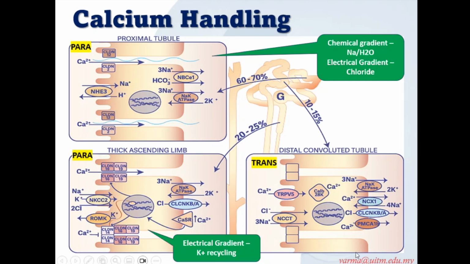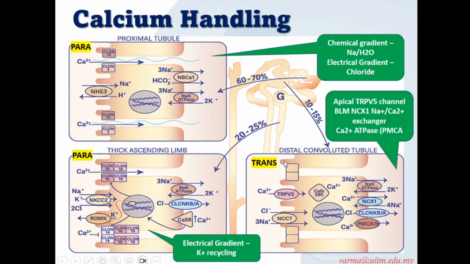It works via a transcellular mechanism involving a few channels. This is your apical, this is your basolateral membrane. At the apical membrane, you have a specific channel, TRPV5. If you cannot remember, you can just say apical calcium channel, where it transports calcium down the concentration gradient. And from the cell into the blood at the basolateral membrane, you have the sodium calcium exchanger.